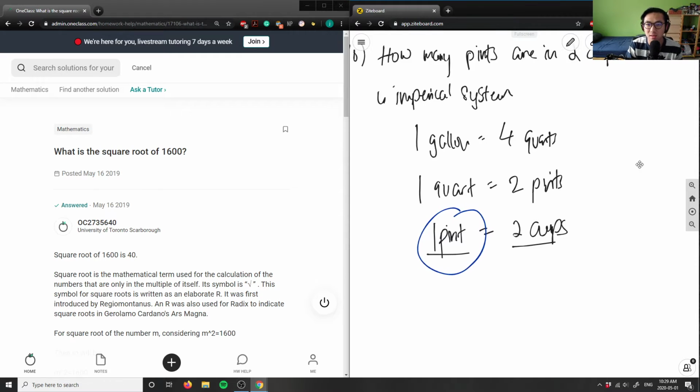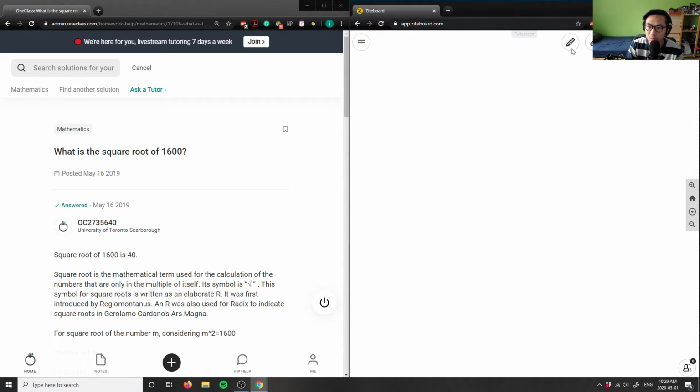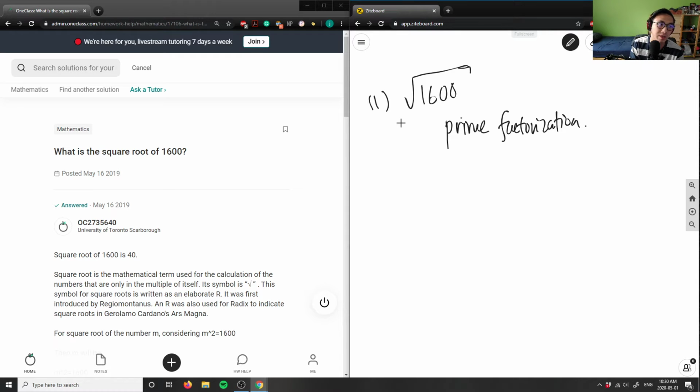And then finally, for this set of questions, we have number 11. It says, what is the square root of 1600? So the square root of 1600, again, we're going to use prime factorization. What we're doing is taking out numbers that we think are prime factors of 1600. The best thing I would do is every time I see an even number, I would always take out 2, right? So I'm going to take out root 2 here.